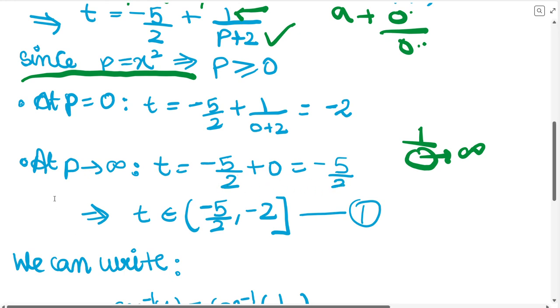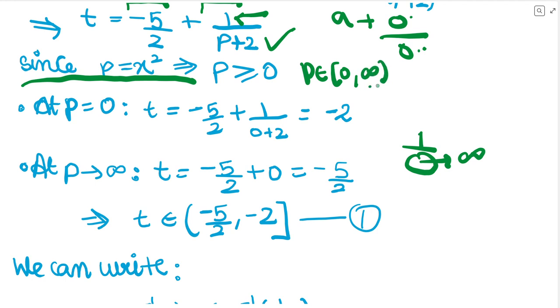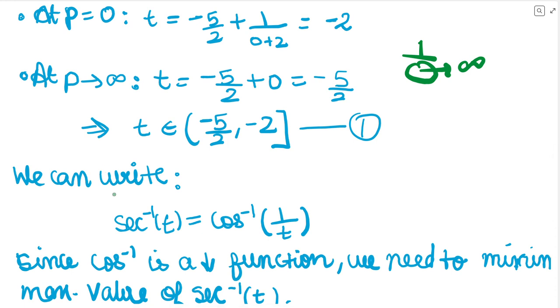Since p belongs from 0 to infinity, when we put infinity we have an open bracket, not a closed bracket. So we cannot include minus 5 by 2. We have to keep in mind that we cannot put a square bracket here, it has to be open. Okay, then we can write sec inverse t.